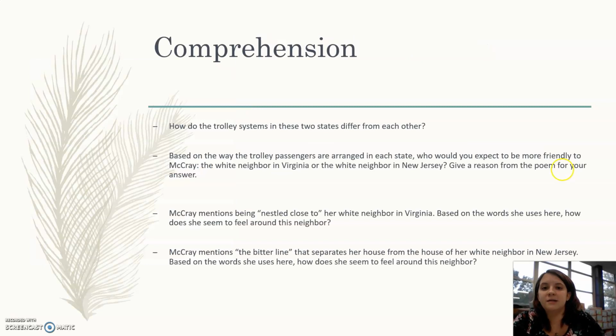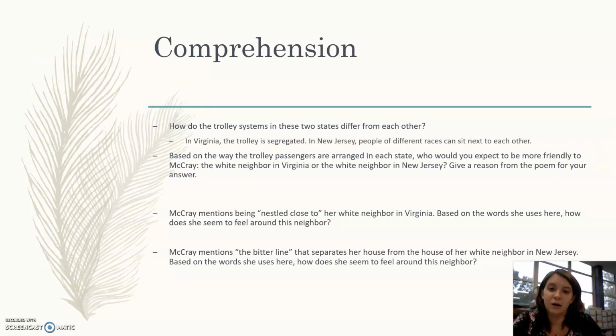So how do the trolley systems in these two states differ from each other? Well, in Virginia, the trolley is segregated, but in New Jersey, people of different races actually sit next to each other. So based on the way the trolley passengers are arranged in each state, who would you expect to be more friendly to McCray, the white neighbor in Virginia or the white neighbor in New Jersey? Give a reason for your answer.